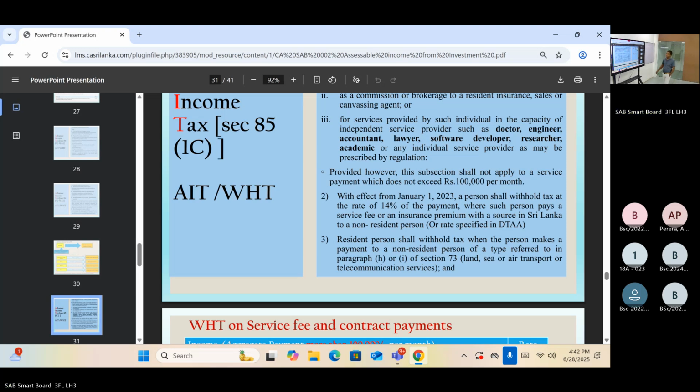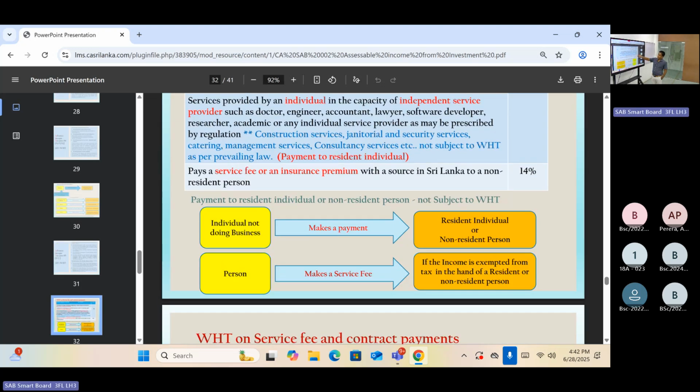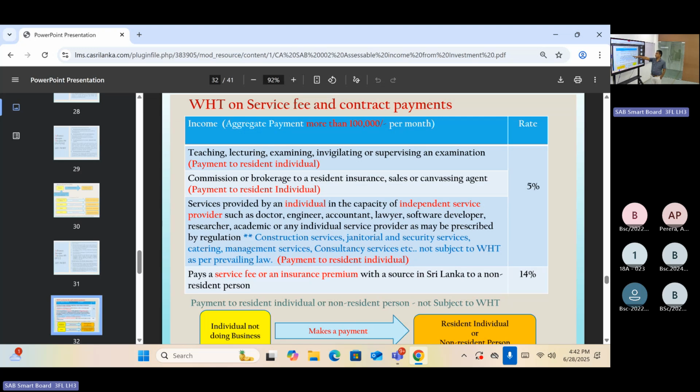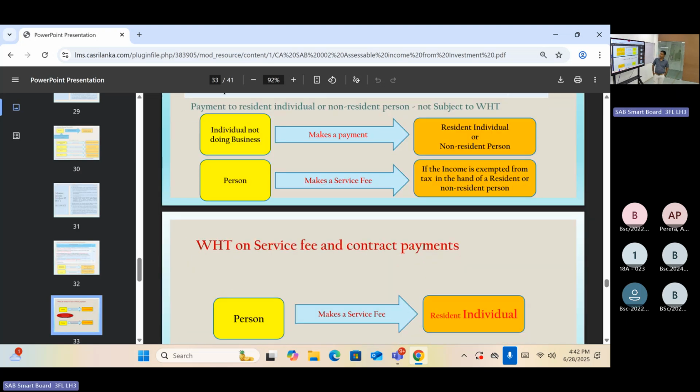Right. So we discuss the rate. Rates we discuss. In this type of thing, tax rate is 5%. If the payment goes to outside Sri Lanka, rate is 14%. Right, but if it is not part of business expenditure, no withholding tax is applicable.